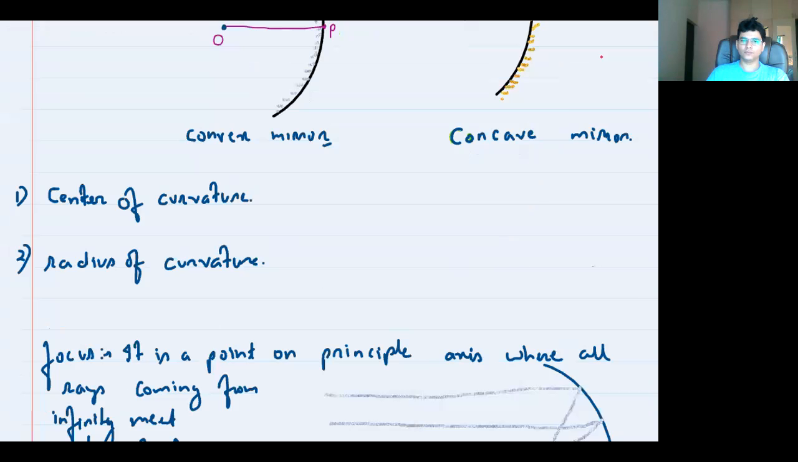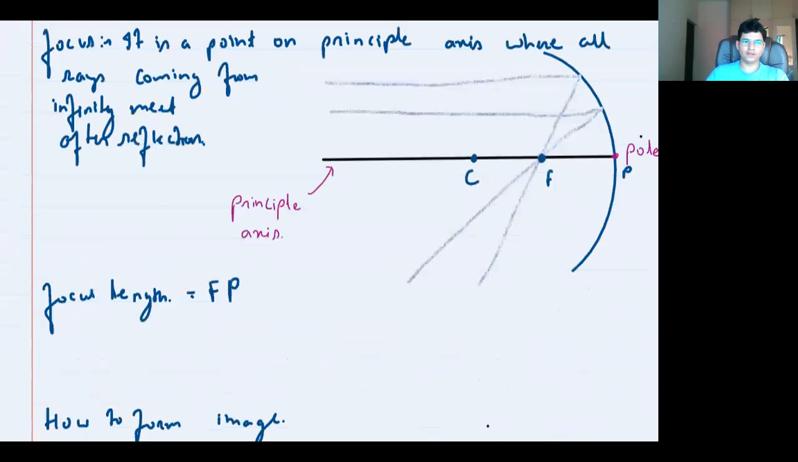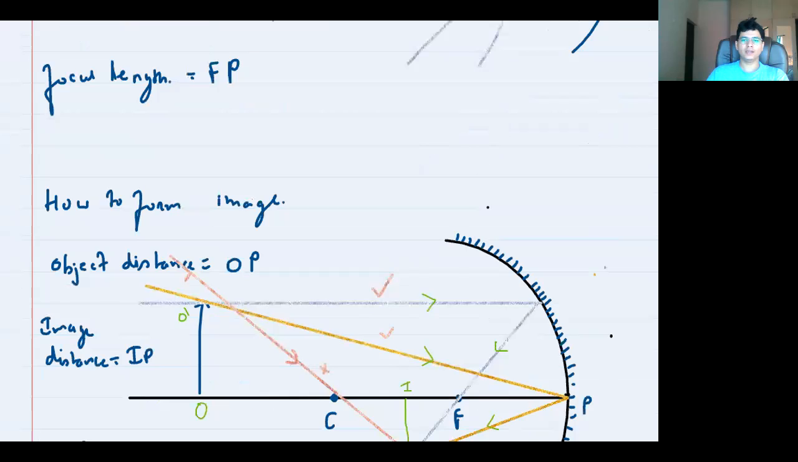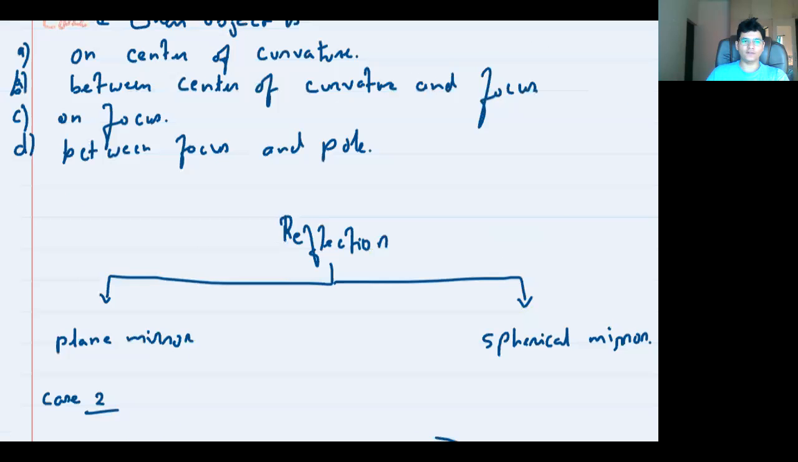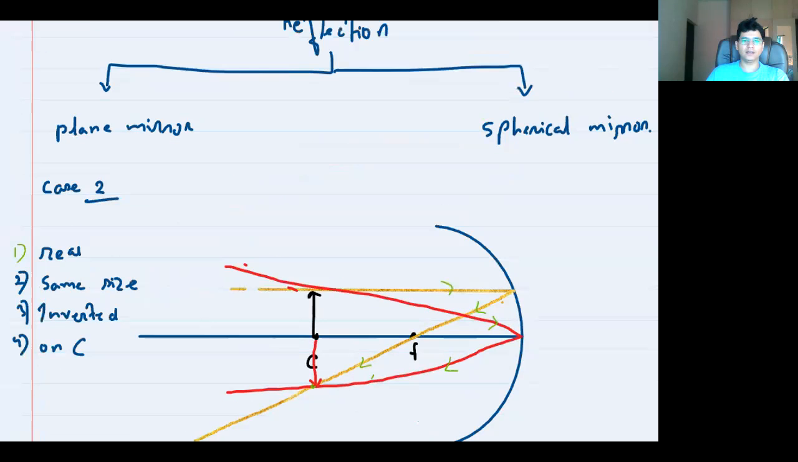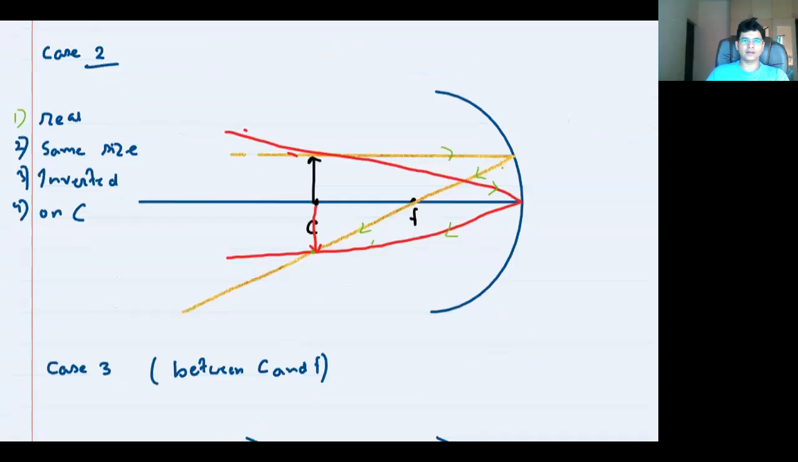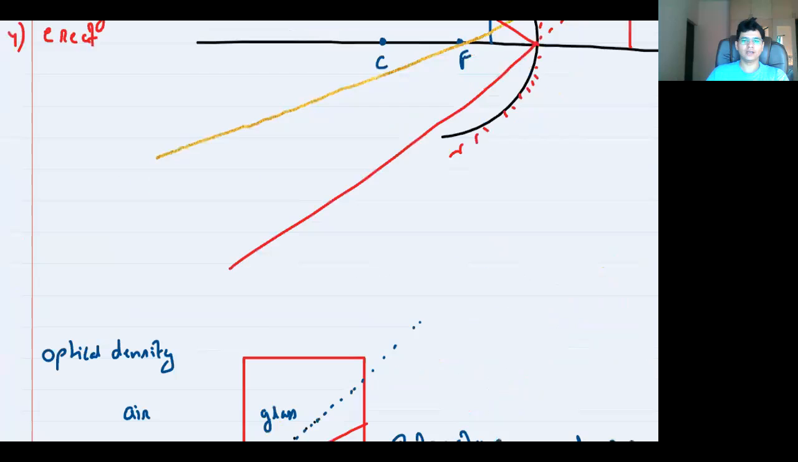When we talked about this, we covered some parameters: center of curvature, radius of curvature, focus. Then we talked about how images form. We can form an image by any of the 3 lines; we have to take any 2 at once. Then we talked about the nature of image in different positions: case 1, where it is at the center of curvature, case 2, between center of curvature and focus. I hope all of you remember these cases.